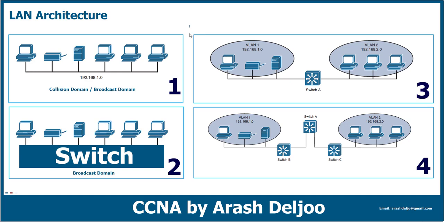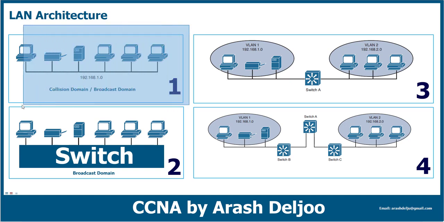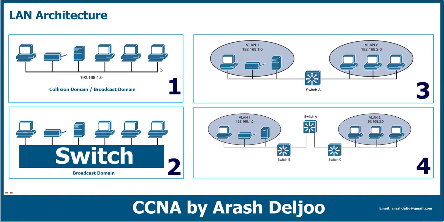Look at picture 1. In picture 1, you can see one simple LAN. In this simple LAN, we have a shared media, okay? And also we have 4 computers, 1 server, and 1 printer connected to the network. This is a simple LAN, or maybe the simplest LAN that you have seen so far.